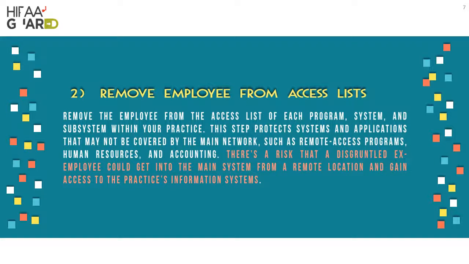Number 2, remove the employee or business associate from access lists. This includes each program, system, and subsystem within your practice. This step protects systems and applications that may not be covered by the main network, such as remote access programs, human resources, and accounting. There's a risk that a disgruntled ex-employee could get into the main system from a remote location and gain access to the practice's information systems.